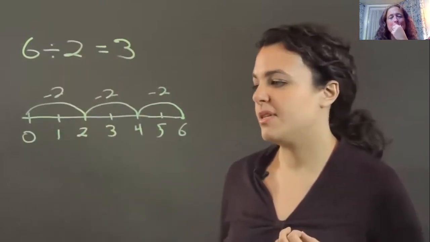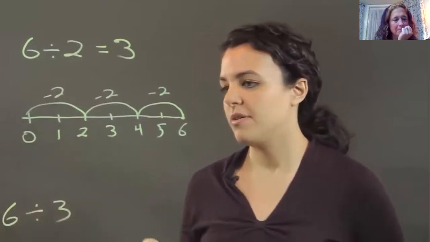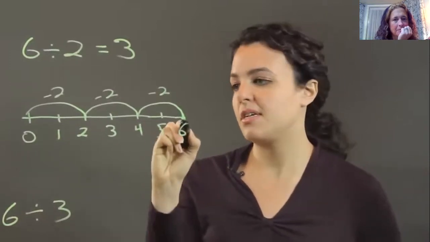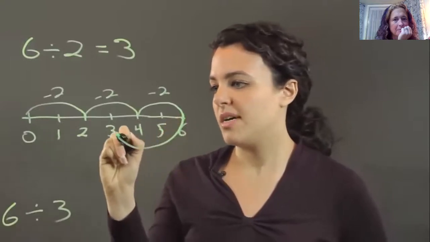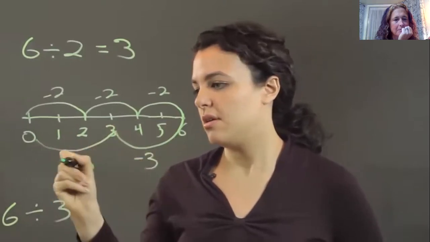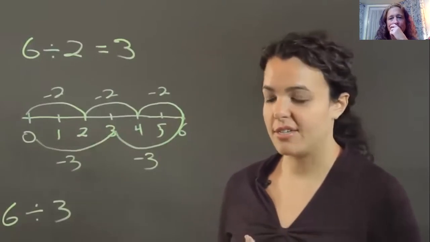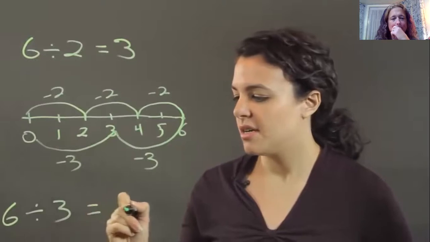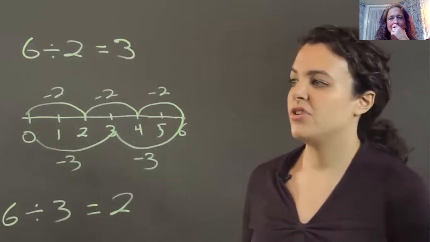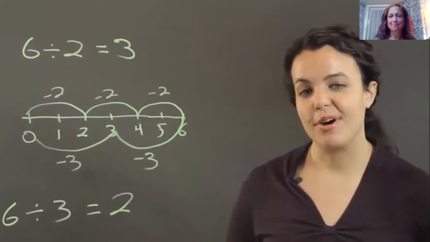We'll do another example. Let's say we did 6 divided by 3. We'll start at 6, and this time we subtract 3 and see how many times it fits into 6. We go minus 3, and then minus 3. And there, dividing by 3 is the same as subtracting 3 twice. So 6 divided by 3 equals 2. And this is how division can be thought of as repeated subtraction. Thank you for watching.